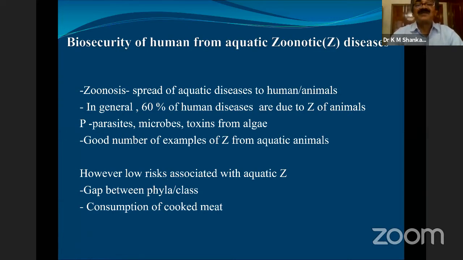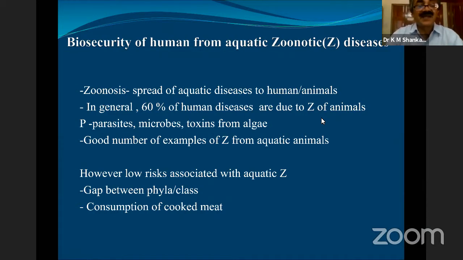Biosecurity of humans from aquatic zoonosis, zoonotic diseases. About 60% of zoonosis is spread of aquatic disease to humans or animals. And it's quite established, like in animal and human health, nearly 60% of the diseases from animals spread to human beings. 60% zoonotic level.